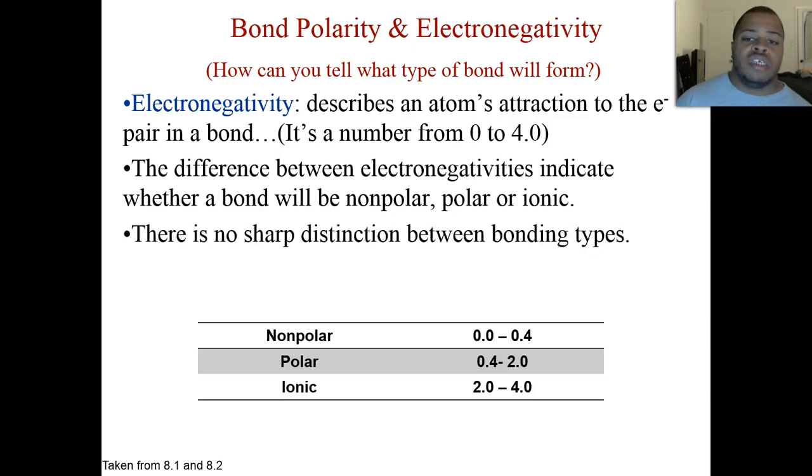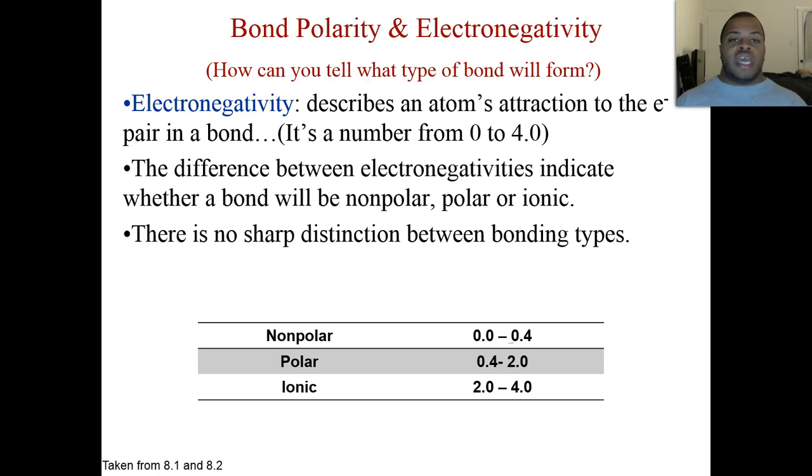Now, between each of these types, you notice that I have 0.4 here at the bottom, or 0 to 0.4, 0.4 to 2.0, 2.0 to 4.0. Each of these values is not necessarily a hard boundary. So I wouldn't say 0.5 to 1.9 or anything like that.